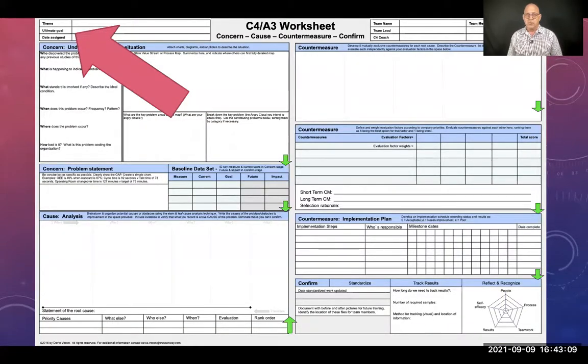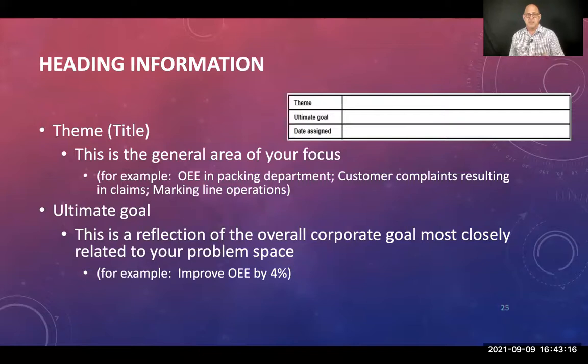Goes up at the top left corner. That's the theme. Again, it's a broad kind of brush, and then there's an ultimate goal that goes with that as well. So here's an example.